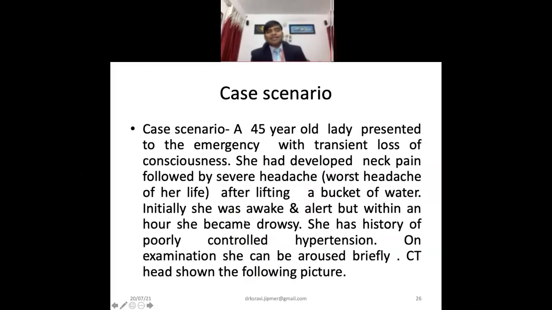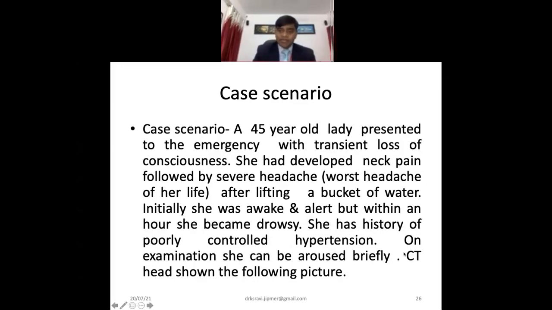Now look at this case scenario. A 40-year-old lady presented to the emergency with transient loss of consciousness. She had developed neck pain followed by severe headache, the worst headache of her life, after lifting a bucket of water. Initially she was awake and alert, but within an hour she became drowsy. She has a history of poorly controlled hypertension. On examination, she can be aroused briefly.